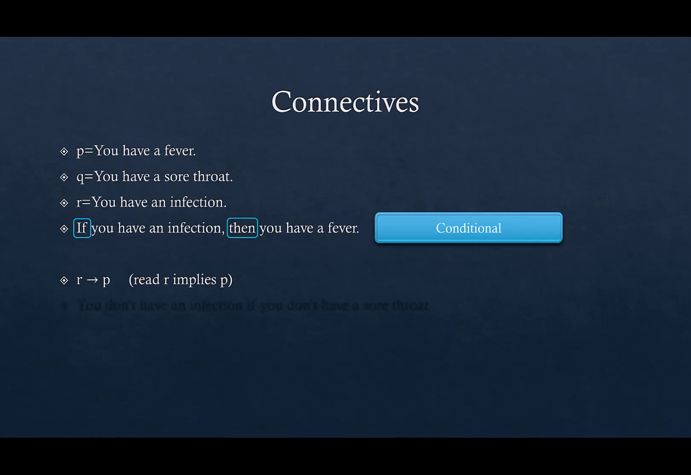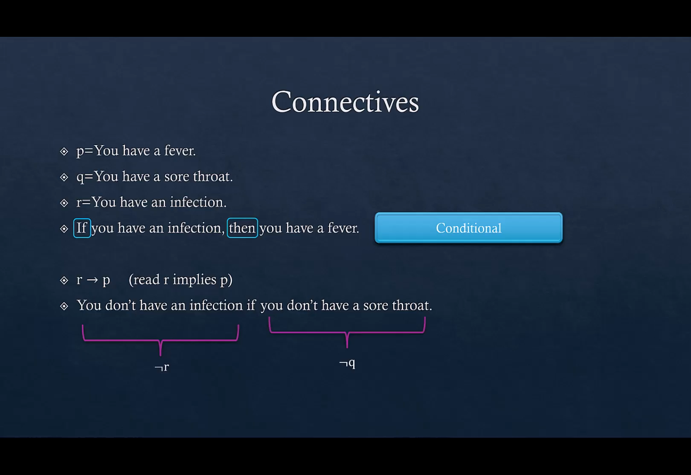When you're working with conditionals, it's important to look at where the word if occurs. Let's take a look at the statement, you don't have an infection if you don't have a sore throat. We can see the first statement represents not R. The second statement represents not Q. But it's important to stop and notice that the if comes in the middle. That says if we write this in symbolic form, we want to start with the not Q. We would say not Q implies not R. When you're working with conditionals, it's important to always start where the if begins.